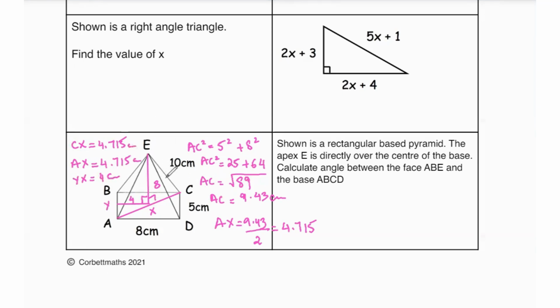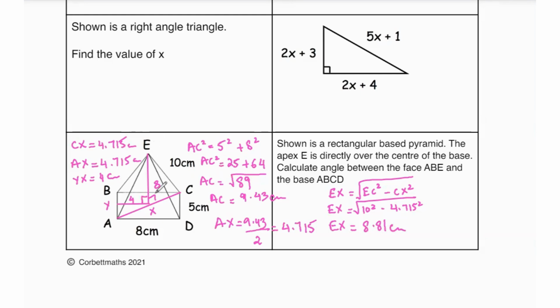Now, what we're going to do is find the length of EX using the triangle ECX. So EX is basically going to be the square root of EC squared minus CX squared. So that's going to be 10 squared minus 4.715 squared. And that's going to give us 8.81 centimeters.